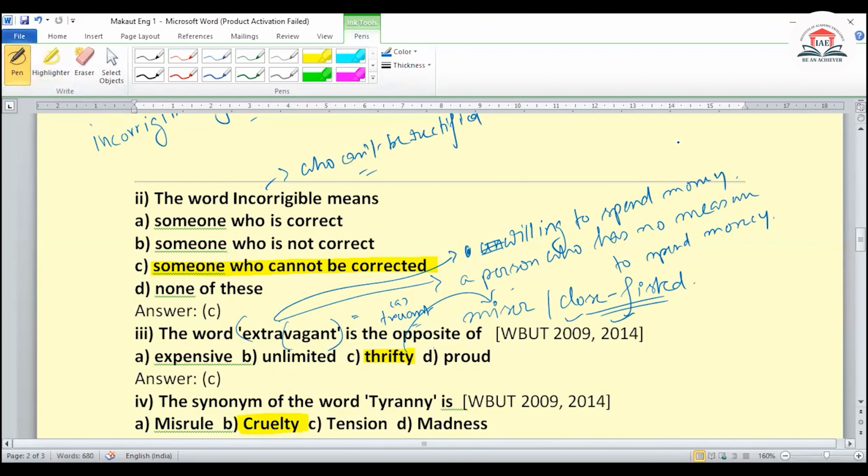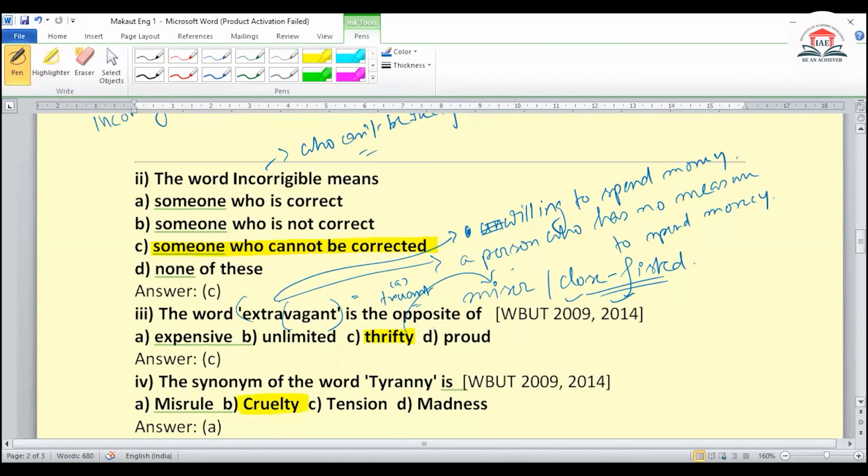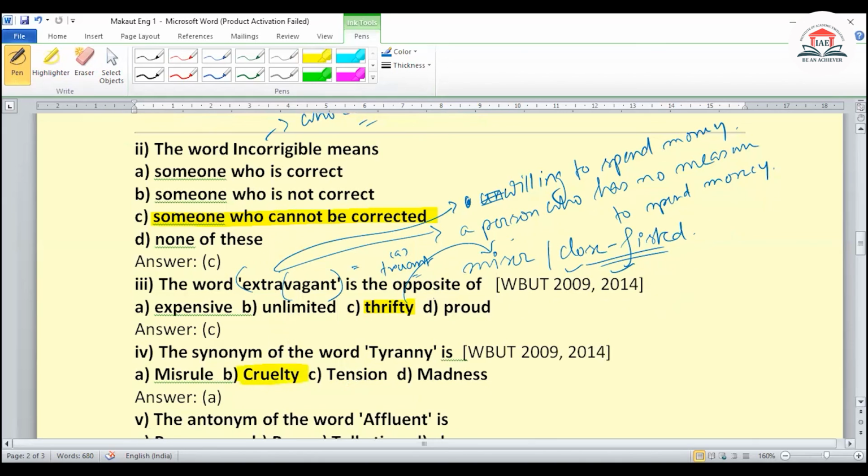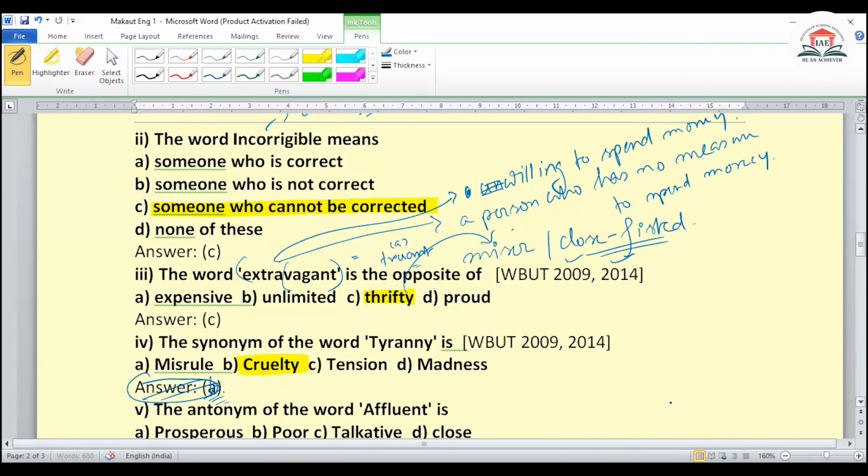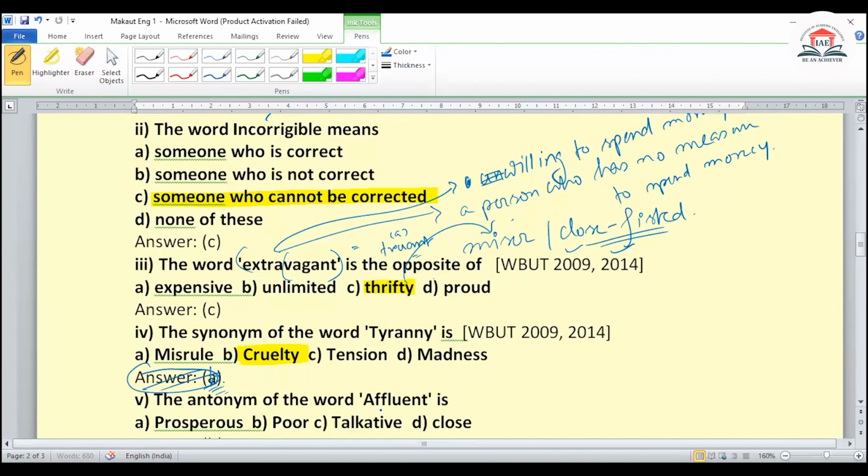Come to the next one. See, here the answer is given as incorrect. It's not A, it must be B. The antonym of the word affluent. Just I have shown you what is affluent. What is affluent? Comes from affluence.